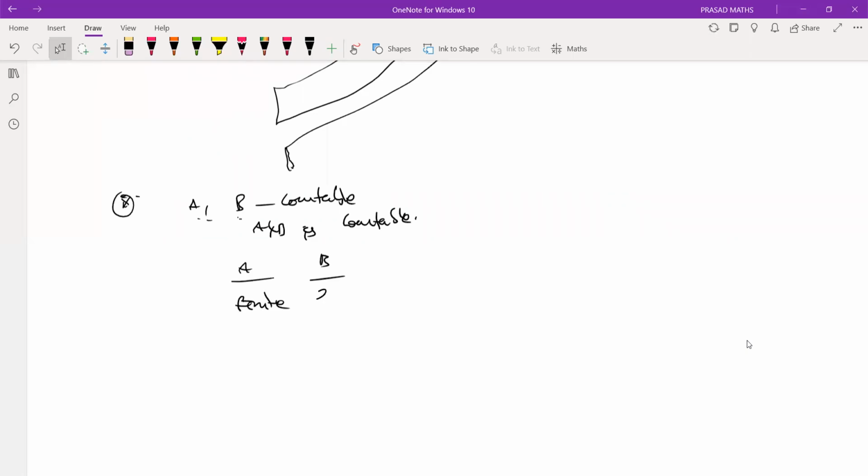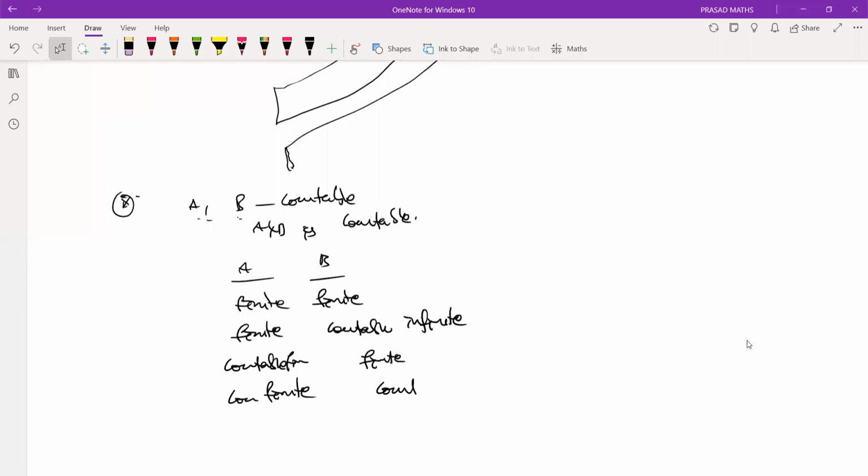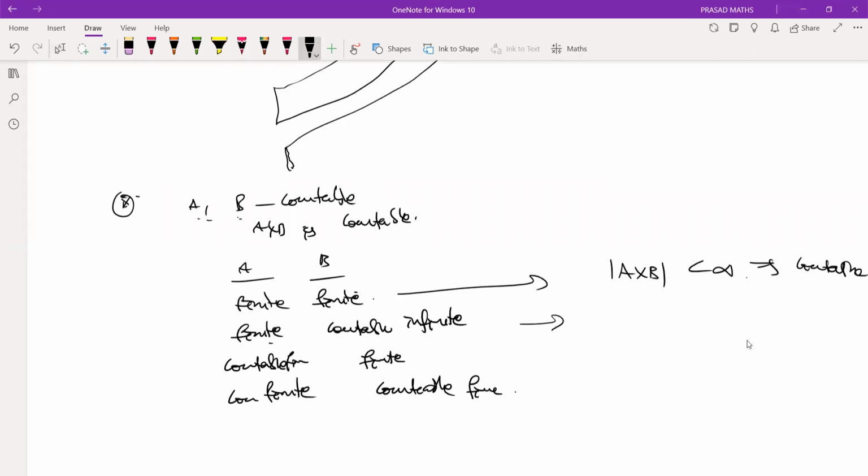A finite, B finite, or A finite, B countably infinite, or A countably infinite, B finite, or both countably infinite. So there are four possibilities. In this case, what is A cross B? A finite, B finite means A cross B is always finite. So once it is finite, it is always countable. Yes or no? Yes. We can count, right?